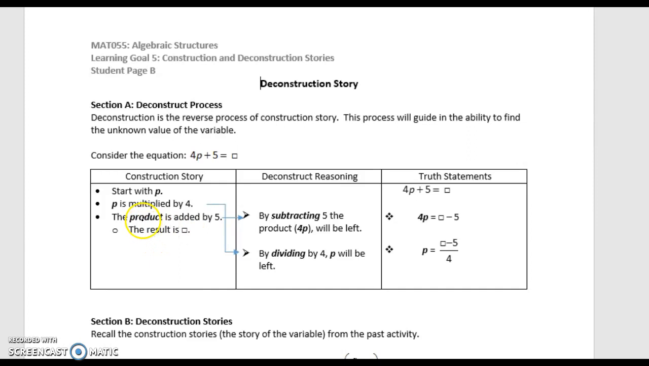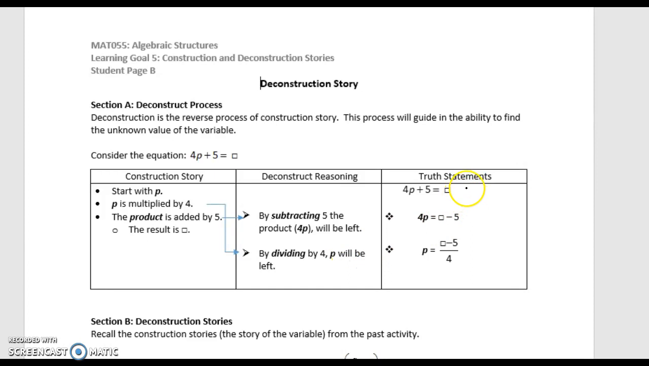If we know that the product is being added by 5, we know if we subtract 5, we're going to be left with the product. Subtracting 5 is the opposite operation of addition, so we're left with this product. Then we know that p is multiplied by 4, so if we divide by 4, we're just left with p.